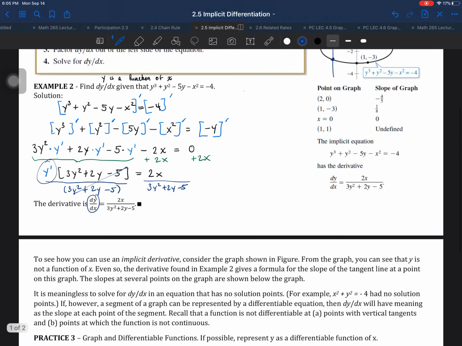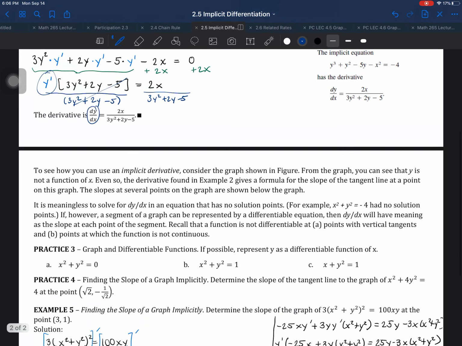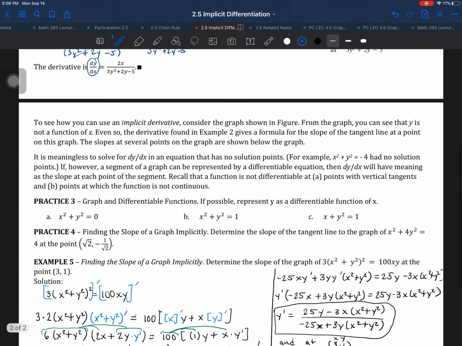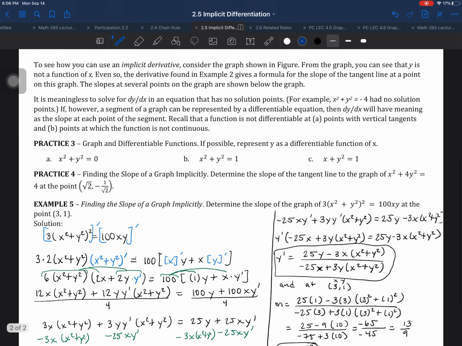Okay, so I hope that you guys find this helpful. Why are we doing this? Now this is going to open up, this is providing us another tool that we can use to find the rate of change of any function, of any situation, without actually having to solve for y. All right, so we're going to move on to the next part here.